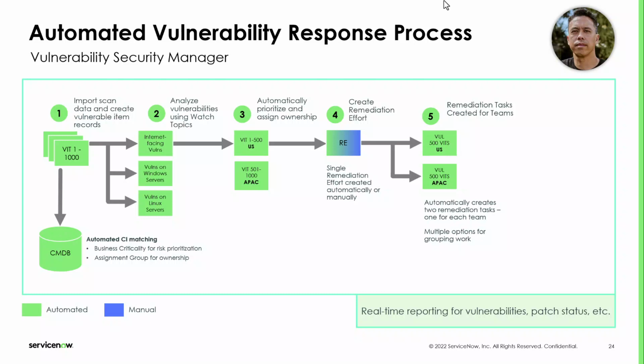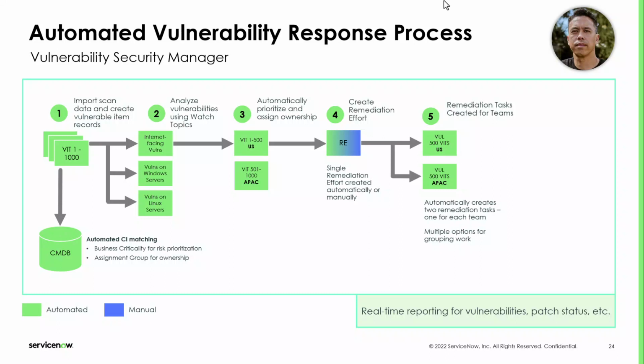Once we see a set of similar vulnerable items, those get grouped using automated rules into a watch topic, so we can see the full picture of vulnerabilities on our network and how we are exposed to risk, or what teams we need to start working with to remediate those. Then the Now platform automatically prioritizes and assigns ownership and groups those things into a remediation effort.